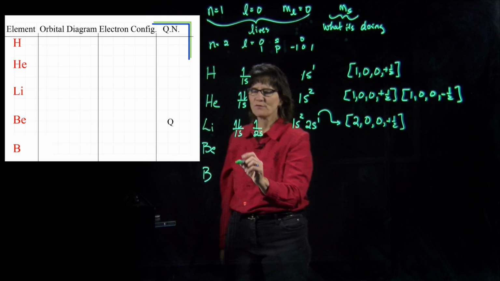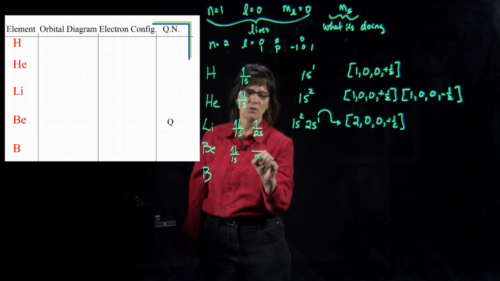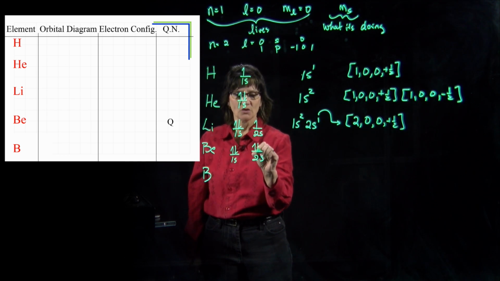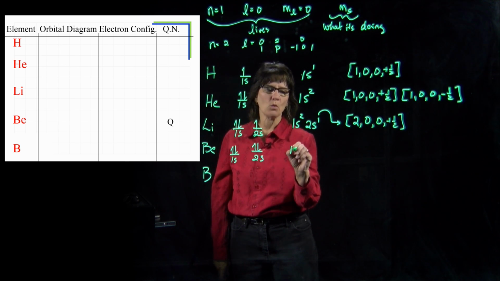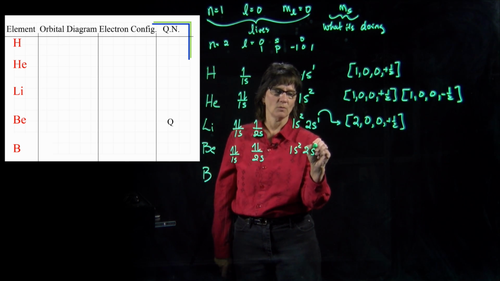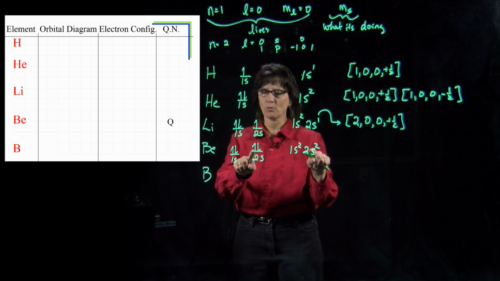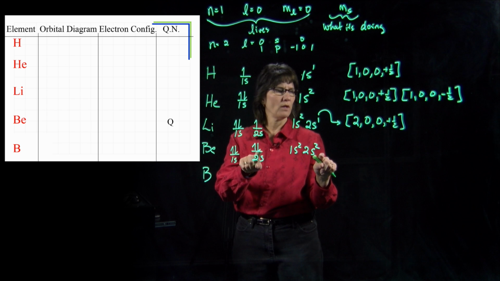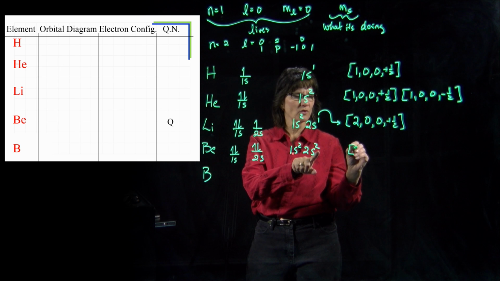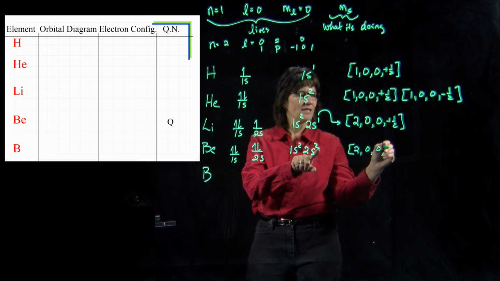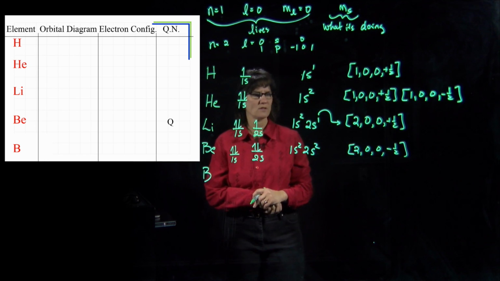Okay? Beryllium has 4 electrons, so we have 1s with its 2 electrons. We have 2s with its 2 electrons. Now we've got our 4 electrons accounted for. Electron configuration would be 1s2, 2s2. And if this first electron that I put into the s orbital was pointing up and the second one is pointing down, the second electron is going to have the same first 3 quantum numbers. So this is the last electron I put in, but it's spinning in the opposite direction.